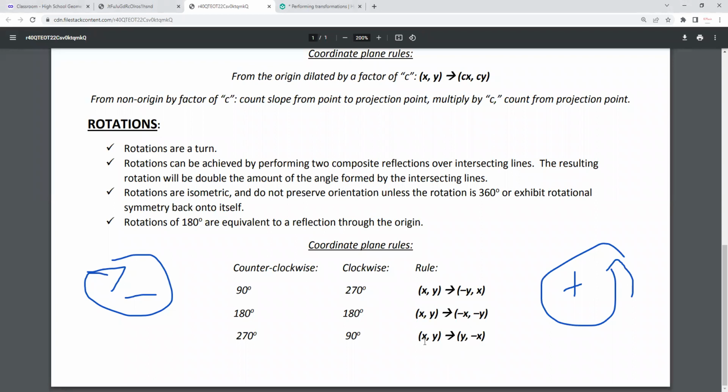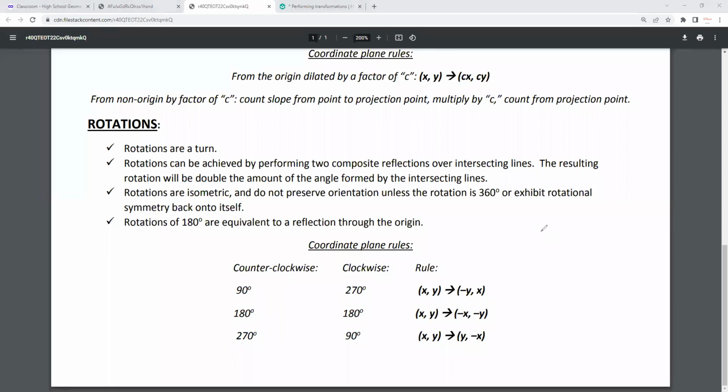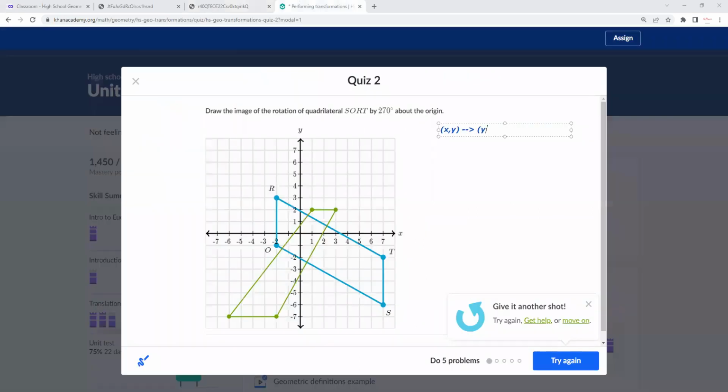So the rule is (x, y) to (y, -x), right? If you apply this rule, say you had the point (3, 1), and you applied each rule, this would be at (-1, 3), this one would be at (-3, -1), and this one would be at (1, -3). So we are doing a 270 counterclockwise rotation. Each point is going to go from (x, y) to (y, -x).